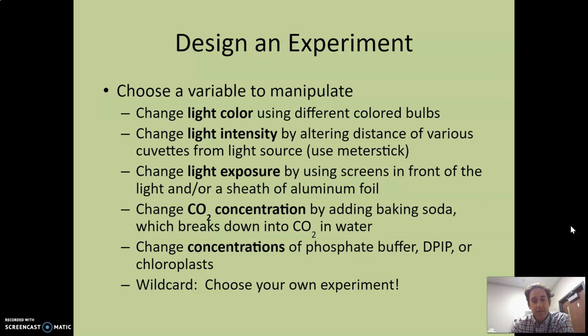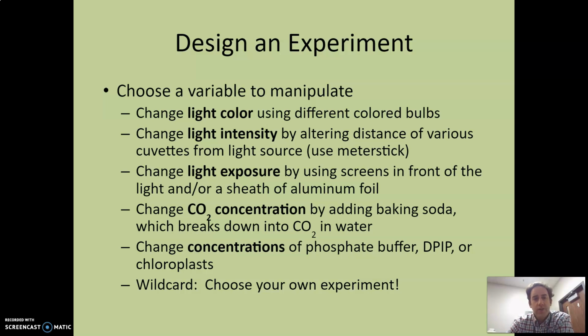We could also measure light exposure by using screens. We have these little screens, and you could wrap the cuvette in 1 screen and then wrap another one in 2 screens, wrap another one in 3. You could wrap one in aluminum foil to prevent any light from getting through there. You could change the CO2 concentration.